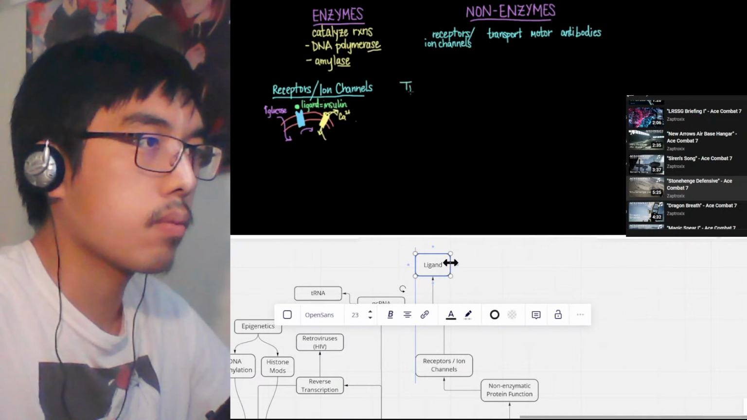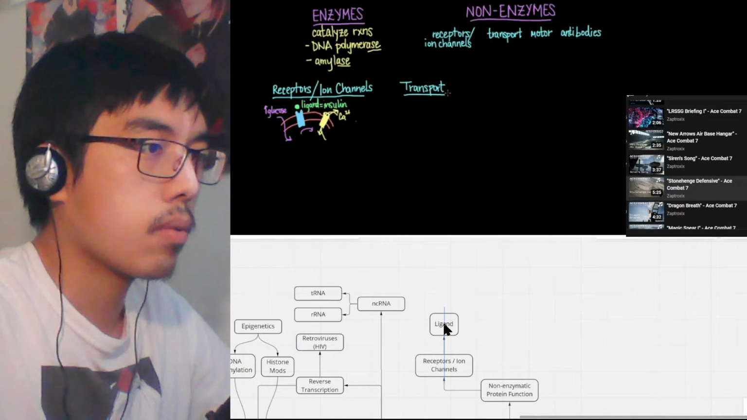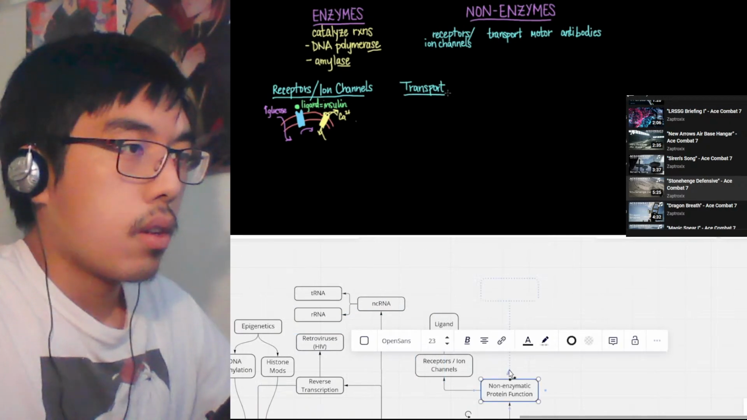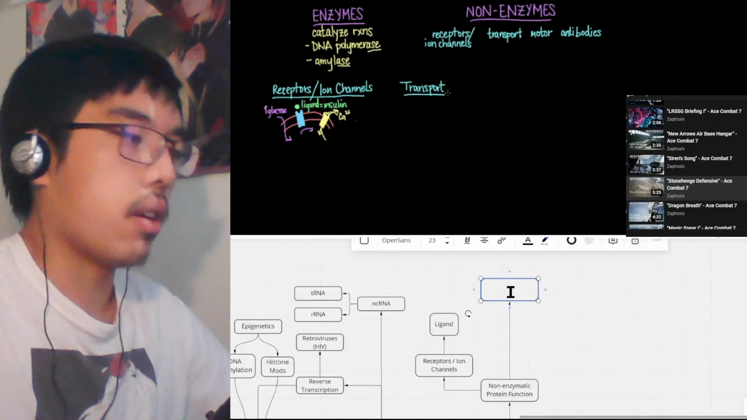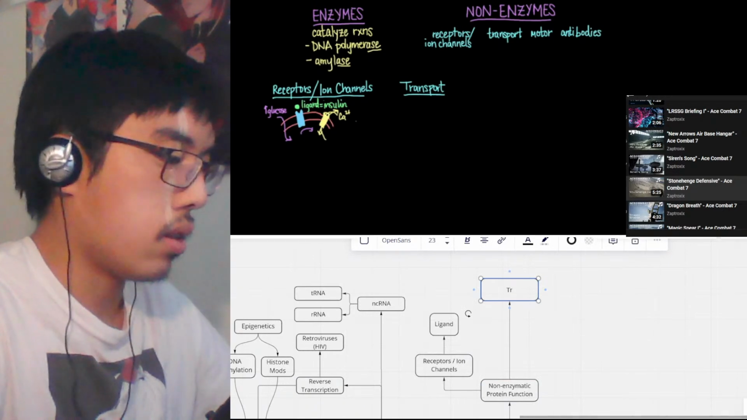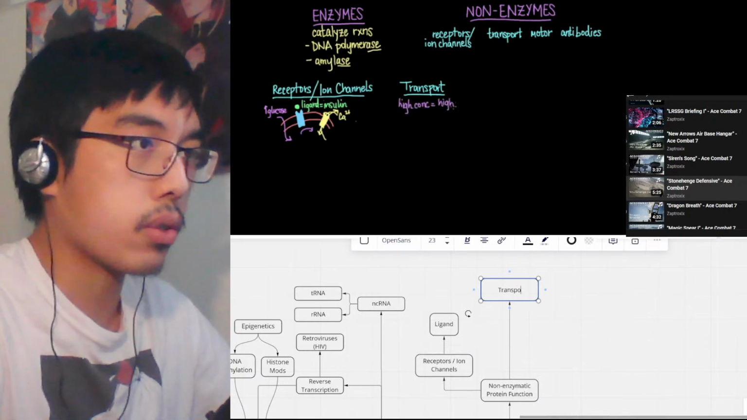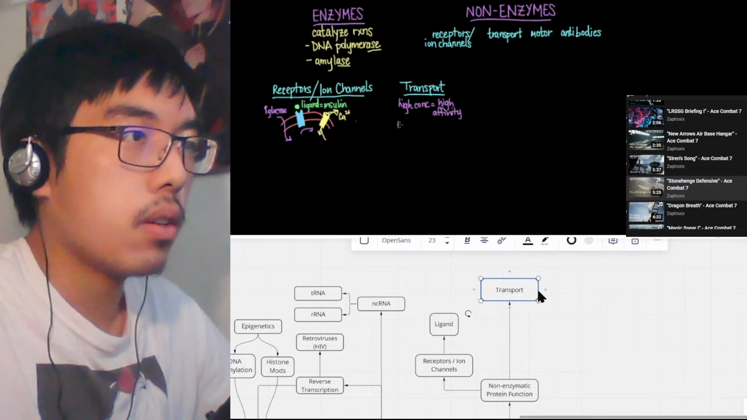Okay, so next up are the transport proteins. Now these proteins are responsible for binding small molecules and transporting them to other locations in a multicellular organism like humans. And the high affinity for the ligand is at high concentration. So at high concentration of a ligand, you have high affinity of the protein for that ligand, and at low concentration, you have low.